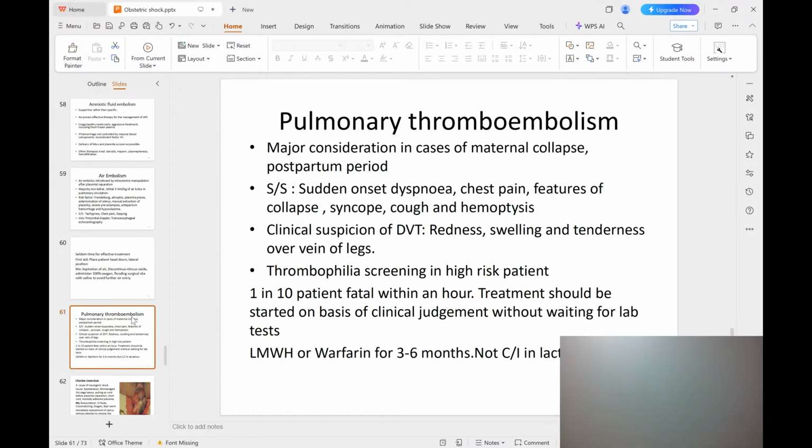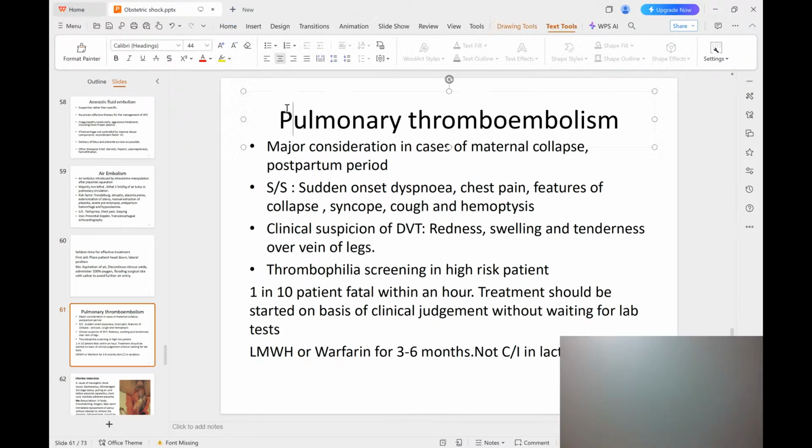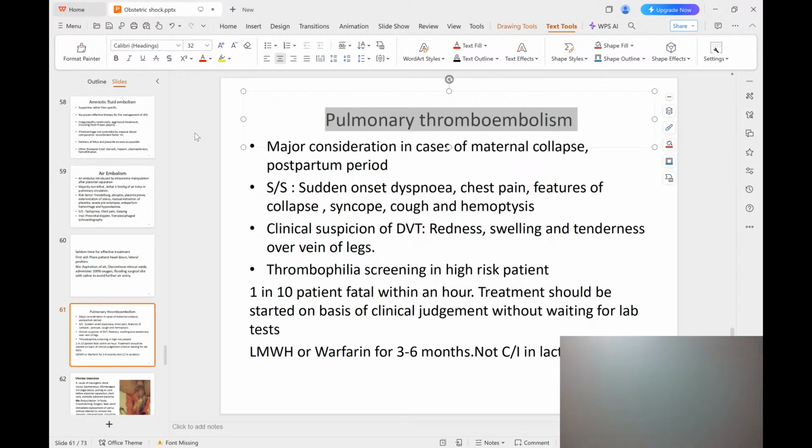So the major consideration in case of maternal collapse in the postpartum period is pulmonary thromboembolism. Usually, there will be sudden onset of dyspnea, chest pain, features of collapse, syncope, cough, hemoptysis, and deep vein thrombosis can be suspected with redness, swelling, and tenderness over the legs. Thrombophilia screening can be done for high risk patients, and in 1 in 10 patients the fatality is within an hour. So treatment should be started based on clinical judgment without waiting for lab tests.